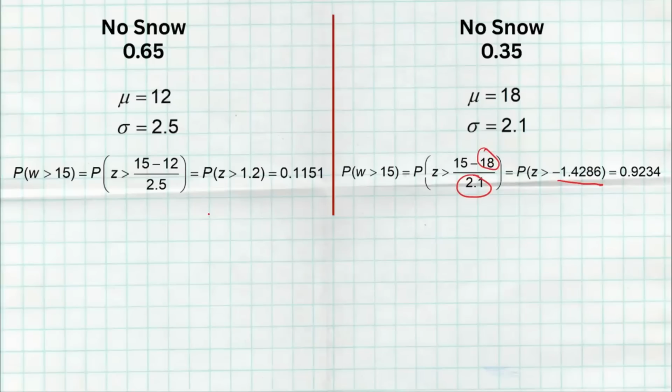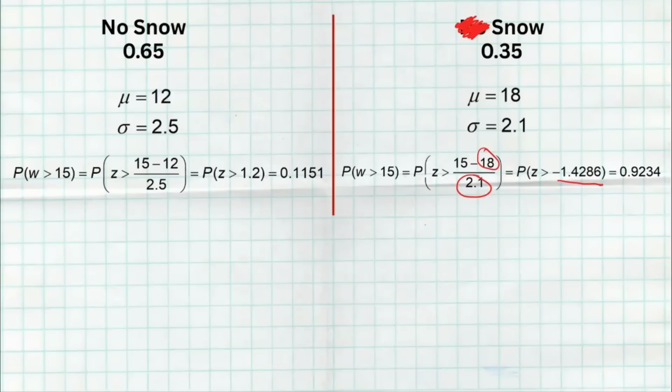So if there is no snow tomorrow, there's an 11.51% chance of it taking longer than 15 minutes. If there is snow, oh, that should say snow. Sorry about that. I crossed it out earlier and I forgot to cross it out there. If there is snow tomorrow, there's a 92.34% chance that it takes longer than 15 minutes.